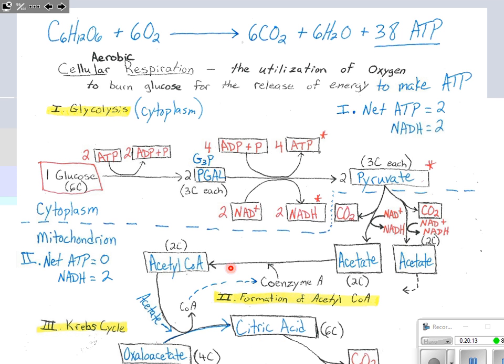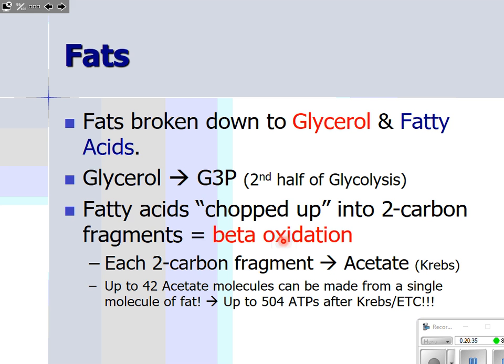So the whole point of this is that this process is versatile. It normally starts with glucose, but it doesn't have to. It can start with pyruvate made from an amino acid. It can start with acetate made from an amino acid. But what if the fuel that I want to burn is a fat?